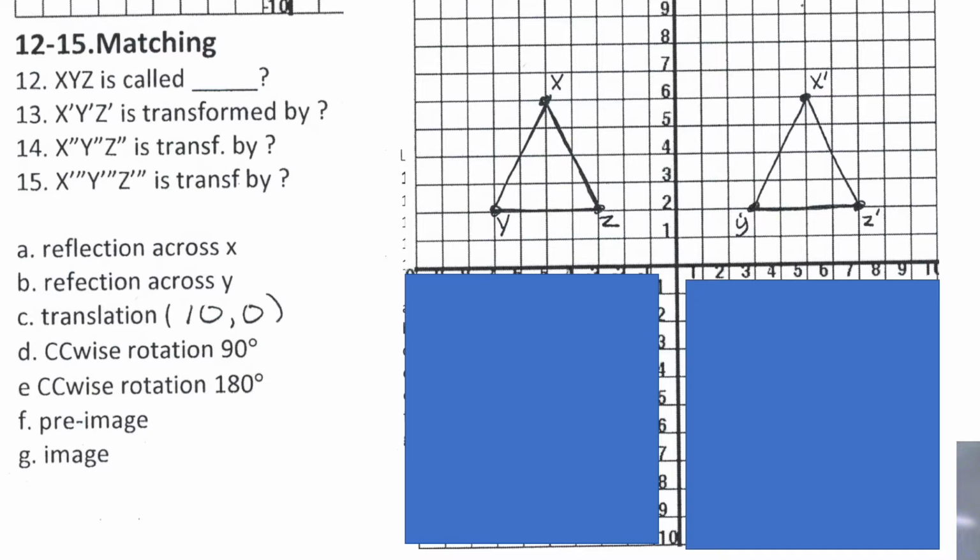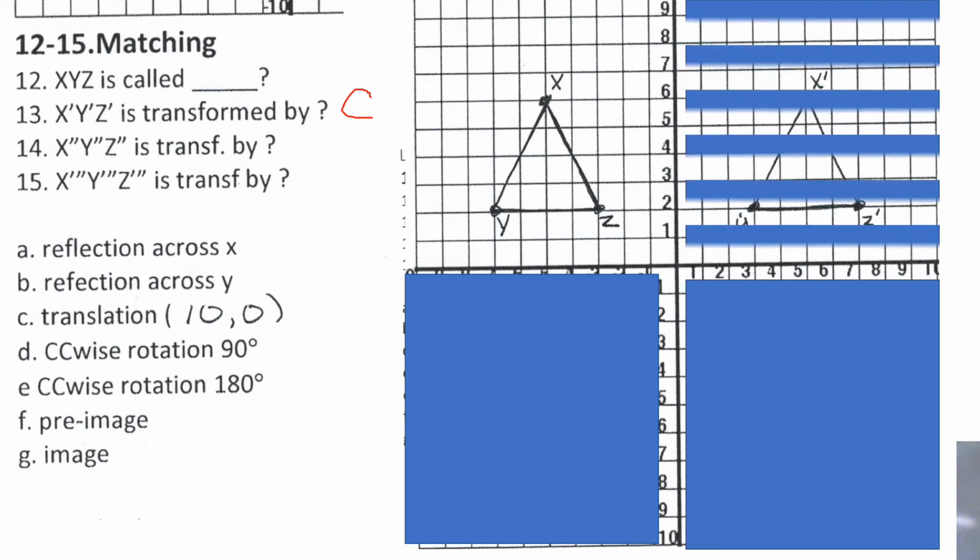So how much is it sliding? Let's see. Go from X to X. 1, 2, 3, 4, 5. 1, 2, 3, 4, 5. 10 total across. And it didn't go up. If I had moved it up, you might have gone over 10 and then up 2 more. It could have been 10 and 2. Depending on which test you get, you might have one where it moves different ways. But we did those in class. So, translation, so that would be answer C. That's how it got moved. It moved sideways 10, and up 0.